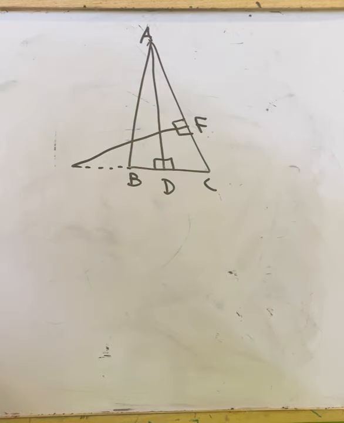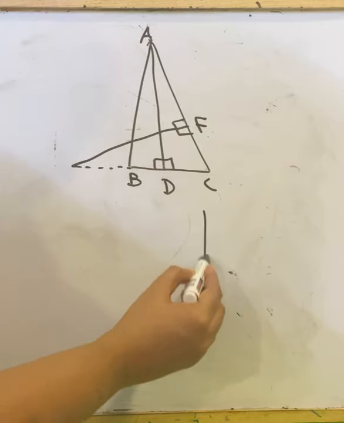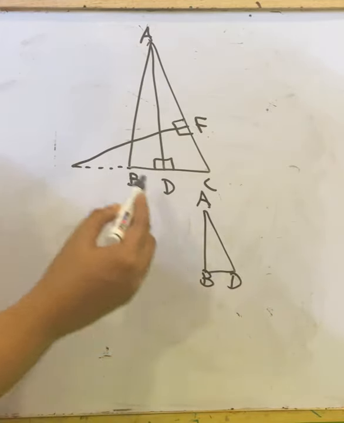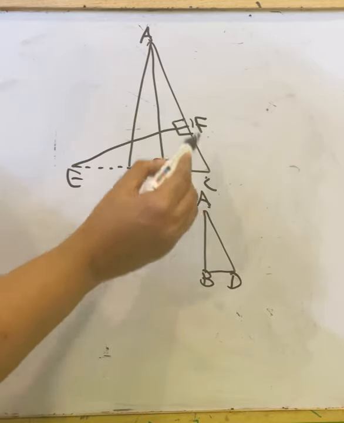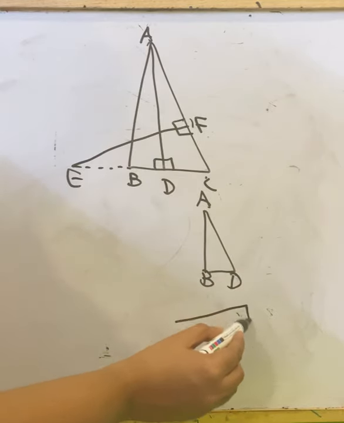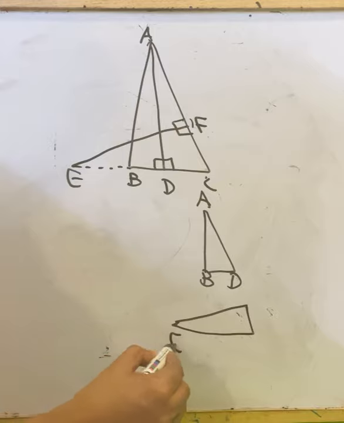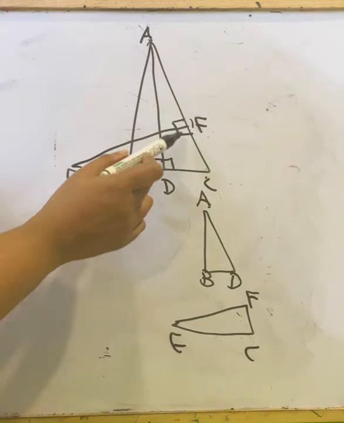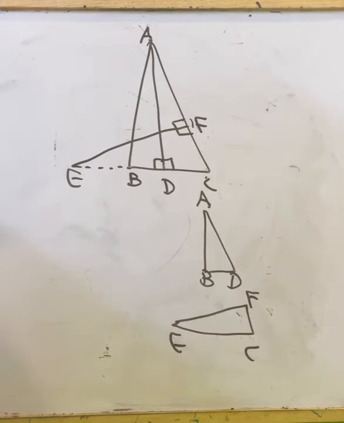If AD is perpendicular to BC and EF is perpendicular to AC, prove that triangle ABD is similar to triangle ECF. We have to prove the similarity of triangle ABD and ECF. The triangle lies like this, ECF. Now it is given these are perpendicular. Perpendicular lines mean they form 90 degrees.